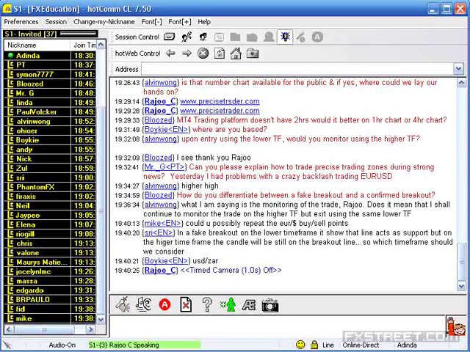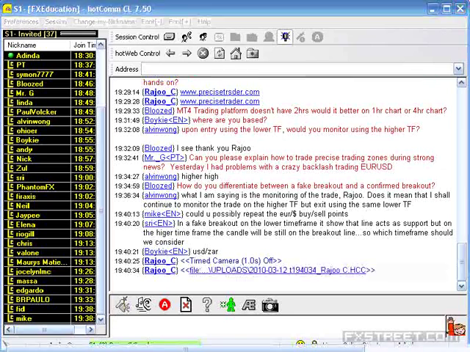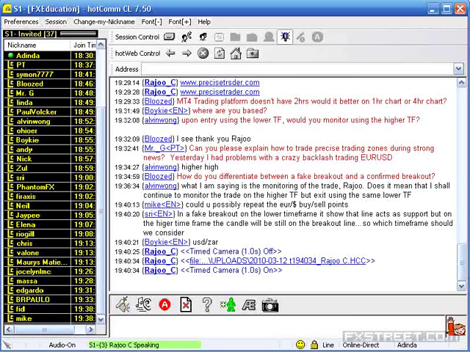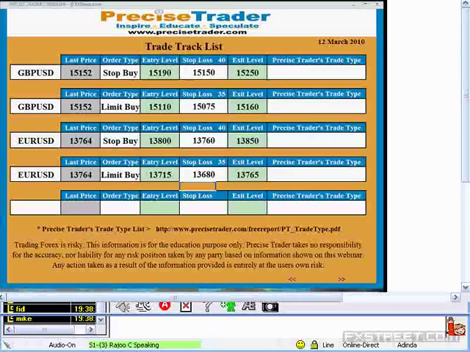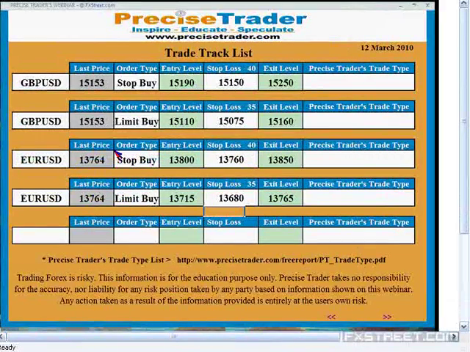The question is, could you possibly repeat the euro dollar buy sell points? Okay, maybe I can show you the screen again. See, these are the two for the euro. These are the two levels. Of course, I repeat, in the top order, we are buying at the breakout.